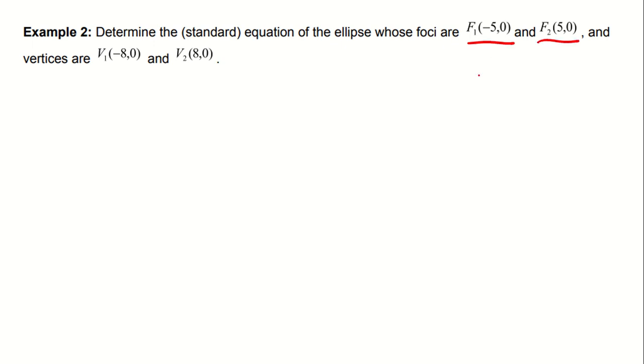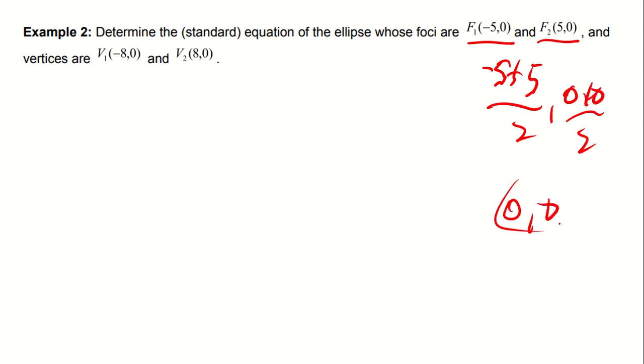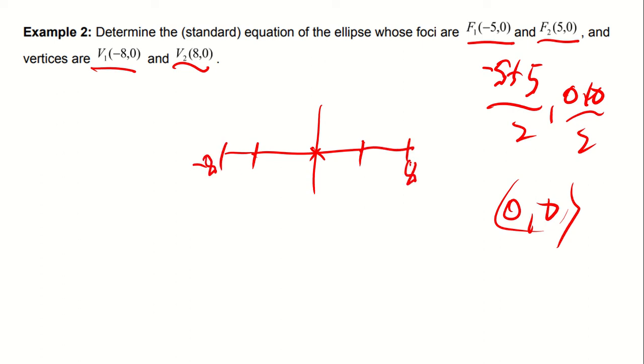Same is this one. Focus, so ang gitna natin ay negative 5 plus 5, okay, over 2. And we have 0 plus 0 over 2. Of course, you've got 0, 0. That is our center. And the same with this, since this one is nasa x-axis, negative 5, 5, and then ang center na ay 0, 0. And then this one is the focus. Focus po yan. And then the vertex is negative 8, 0. And this one is 8, 0.